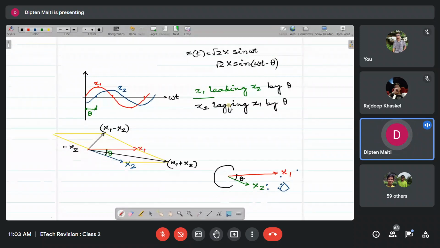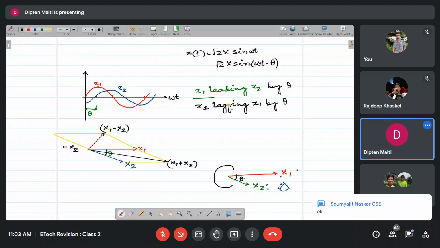Yes, what if the angle is 180 degrees? If the angle is 180 degrees, there is no question of leading and lagging. So you can consider any one of them to be leading and any one of them to be lagging. Good point.